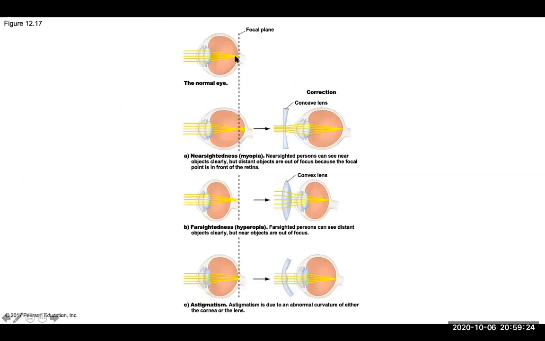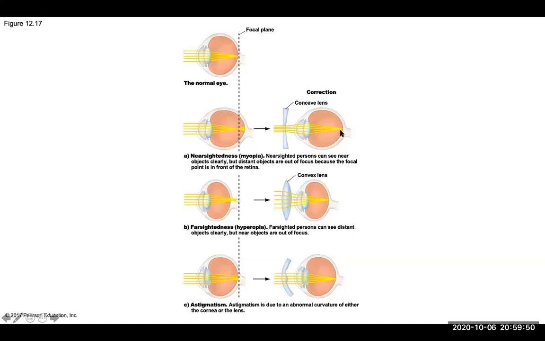So here's a look at a normal eye and how the image is focused exactly on the focal point in the back of the eye. Nearsightedness, myopia: nearsighted persons can see near objects clearly, but distant objects are out of focus because the focal point is in front of the retina. And then this shows the correction and how the concave lens will correct the image to be focused on the back of the retina.